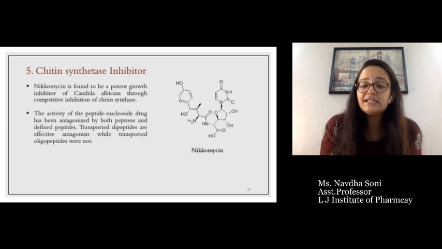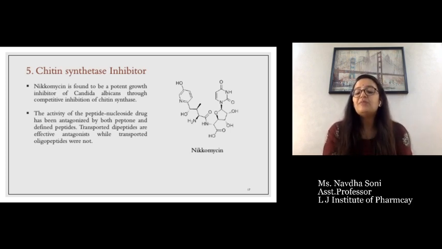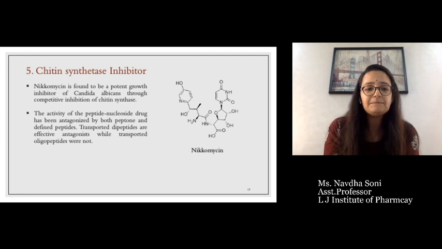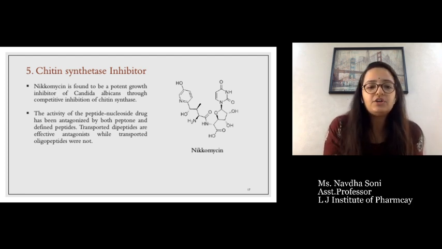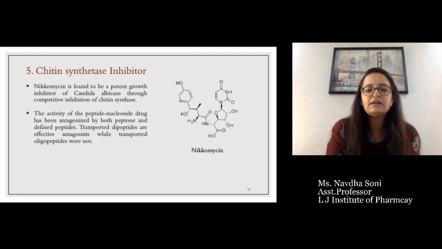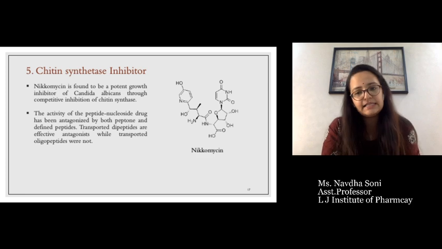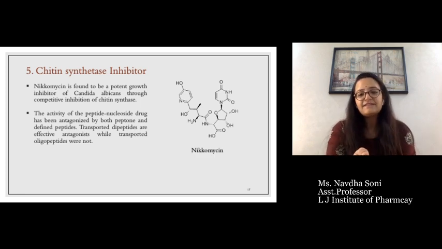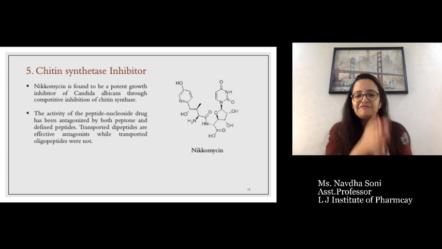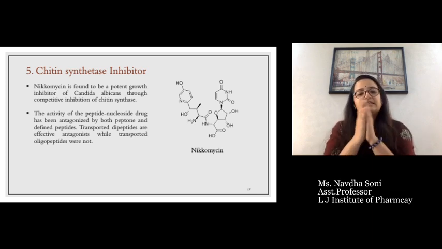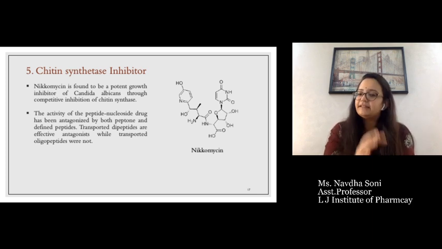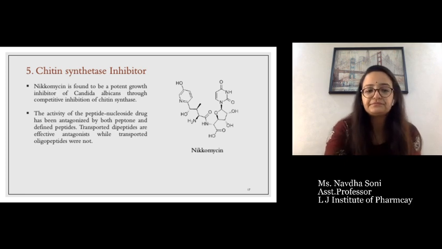Next is chitin synthetase inhibitor. Example is nikkomycin. It is found to be a potent growth inhibitor of Candida albicans through competitive inhibition of chitin synthetase. Name itself suggests it is a chitin synthetase inhibitor. It means the synthesis of chitin by the enzyme chitin synthetase is inhibited by this nikkomycin drug.